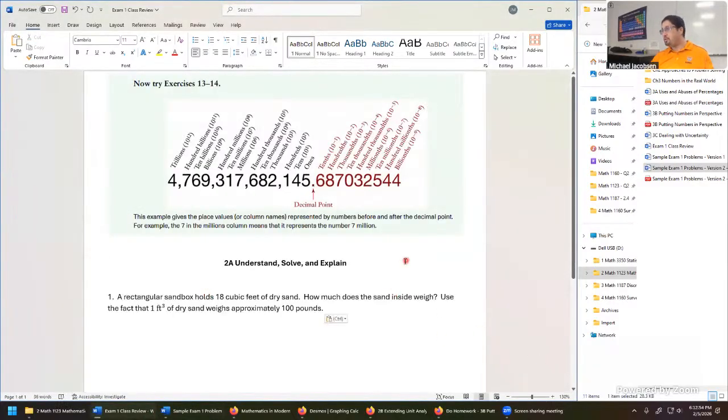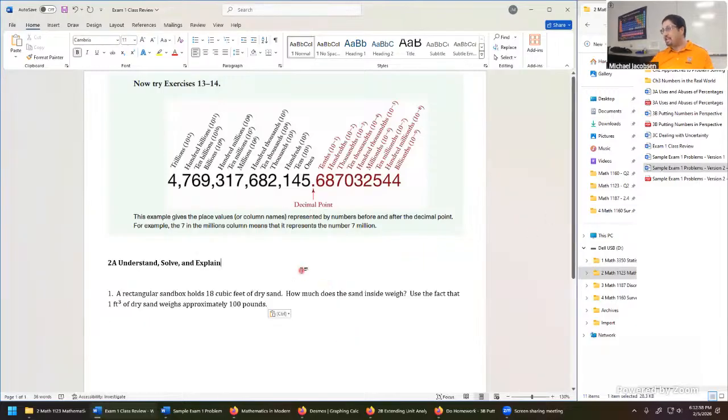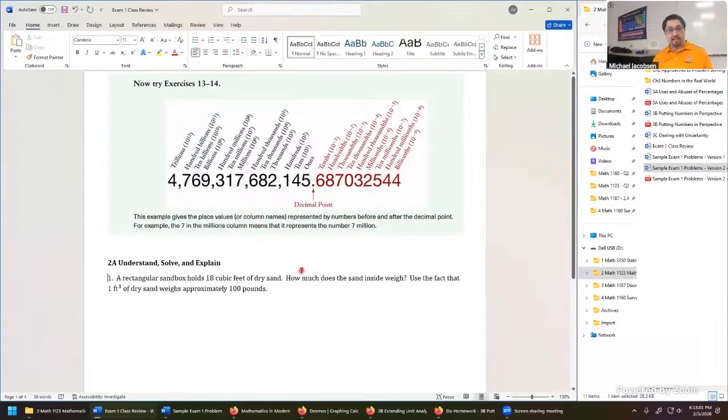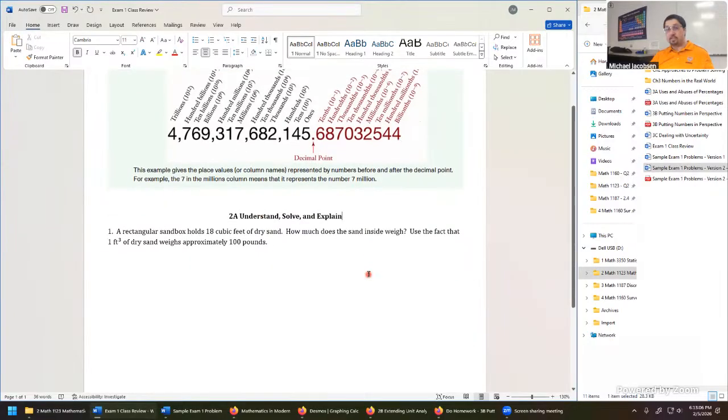Unit 2A and Unit 2B are really very similar units. Here, we're really just getting started, thinking about unit analysis. So Unit 2B builds on the problems we're about to solve in this way. It starts off by saying that we have a rectangular sandbox holding 18 cubic feet of dry sand. We want to know how much the sand inside weighs, and then we'll have a related fact. This will be information provided on the exam. 1 cubic foot of dry sand weighs about 100 pounds.